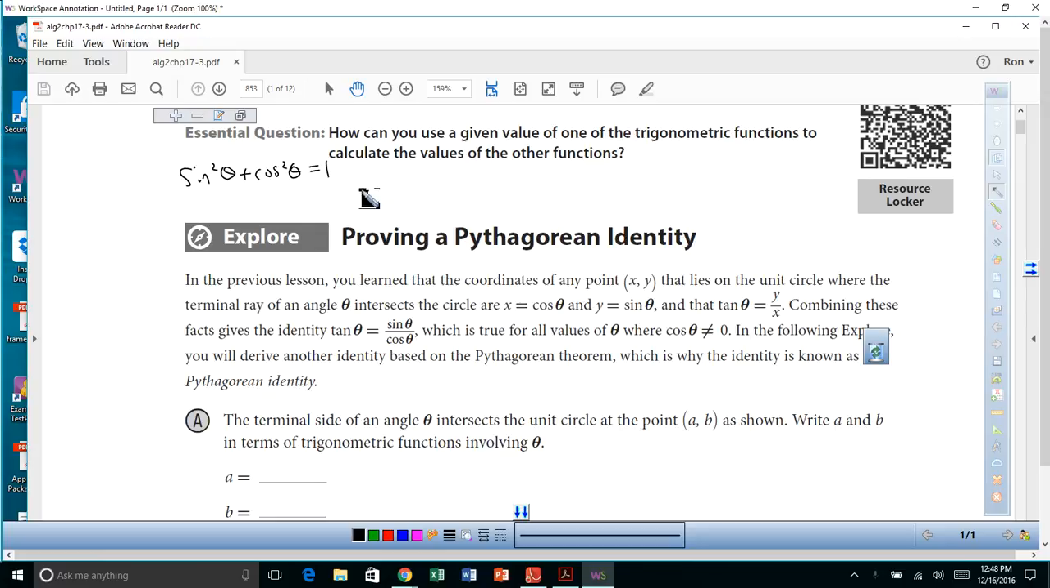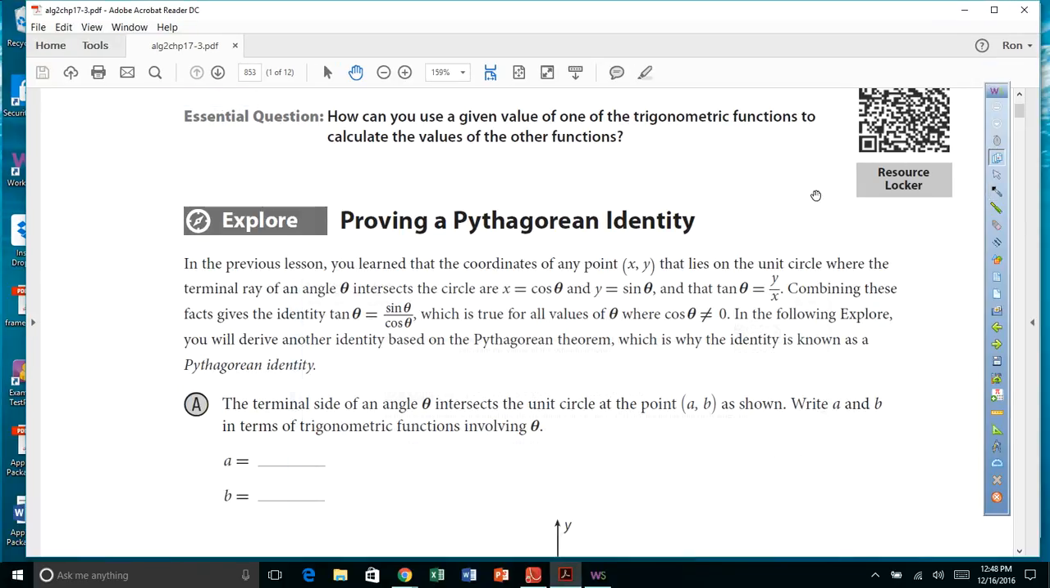If you have that, then you also have tangent theta equals sine theta divided by cosine theta. So if you have one of these three, you can use it to find the others. All right, good. And let me show you how.